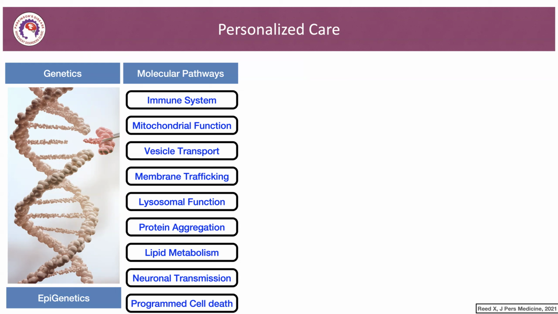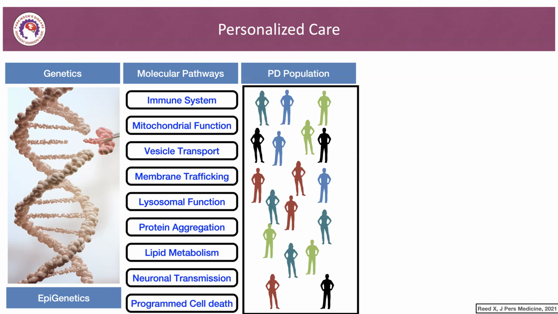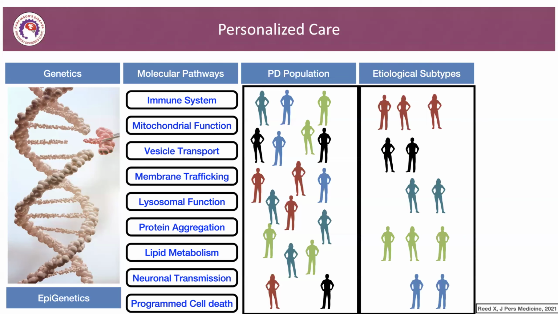Different immune system, mitochondrial function, all of these different pathways are involved, which finally end up with our trap features. Patients with different molecular pathways and genetics, we are all calling Parkinson disease and treating in the same way. What we need to do is segregate them based upon their genetics and molecular pathways and classify them into etiological subtypes.